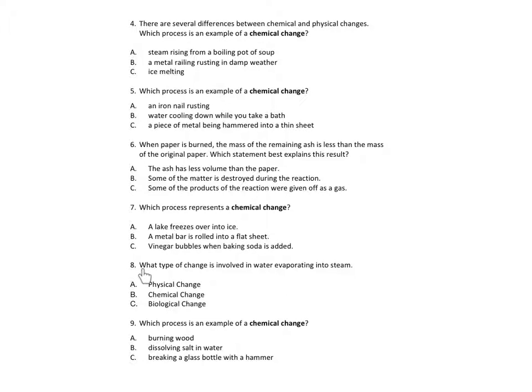Number 8. What type of change is involved in water evaporating into steam? A. Physical change. B. Chemical change. C. Biological change. Number 9. Which process is an example of a chemical change? A. Burning wood. B. Dissolving salt in water. C. Breaking a glass bottle with a hammer.